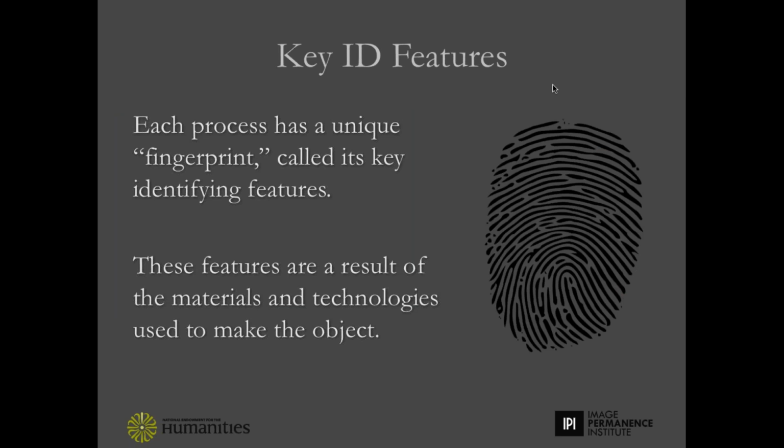Each process has unique features that are a result of the materials and technologies used to make the object. These are called their key identifying features. While 2 processes might have some common features like image color, they will have other features that differ. We have to consider all the features together to arrive at identification. As we go through, when we talk about things that are key identifying features, look for this little fingerprint.